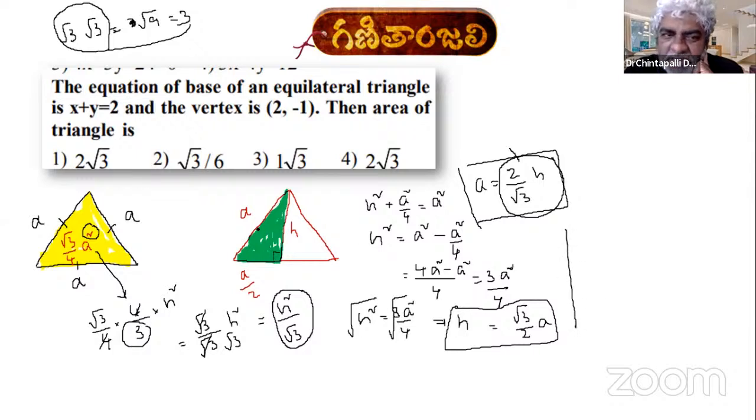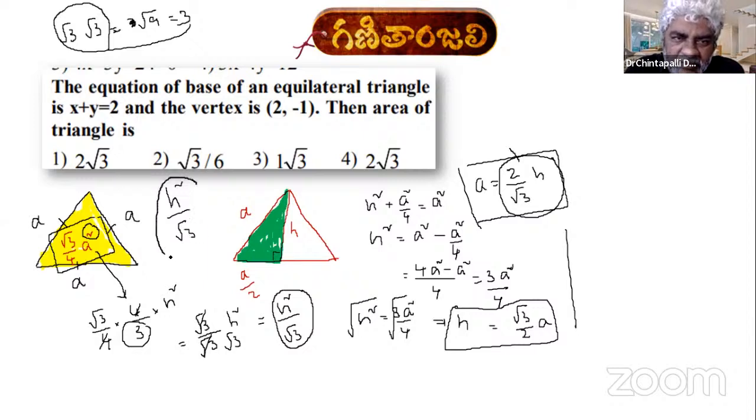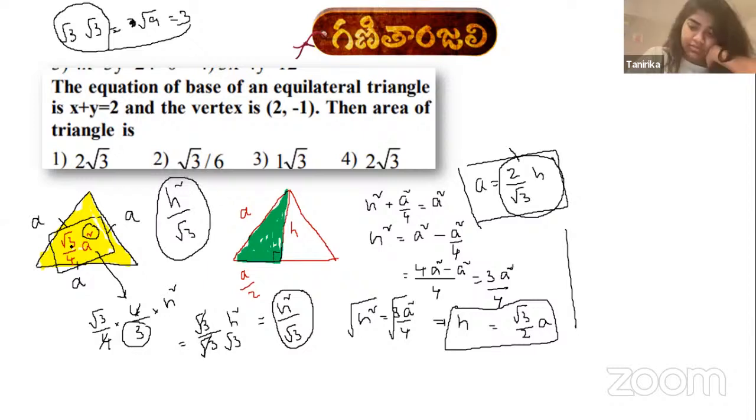One formula is if the side is given: area of an equilateral triangle is root 3 over 4 a square. When height is given, when h is given, the area formula is h square over root 3, right? It is another formula. If h is known, use this formula. If side is known, use the other formula, right?